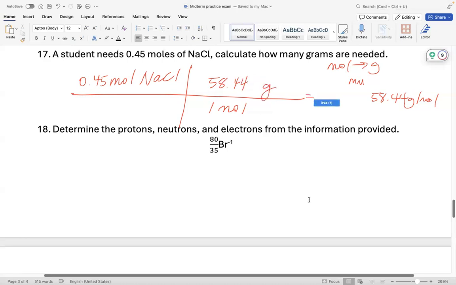So now I'm into grams, which is great. That's what the problem wants. So I can stop here and go ahead and do some multiplication. So 0.45 times 58.44. And when I plug this into my calculator, I got 26.3 grams.